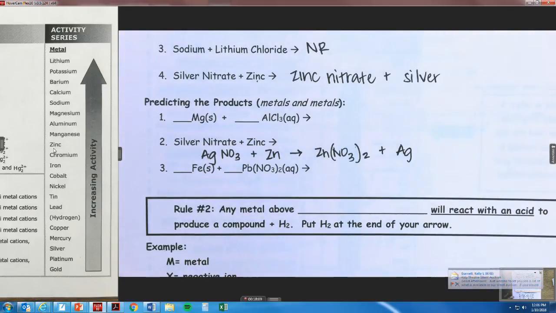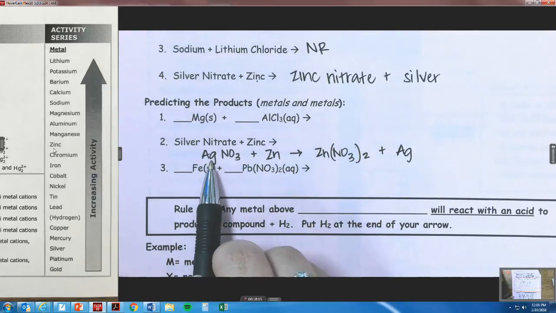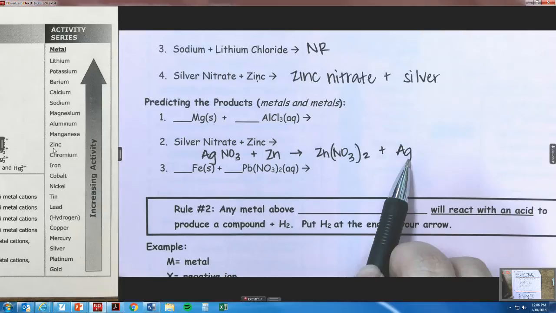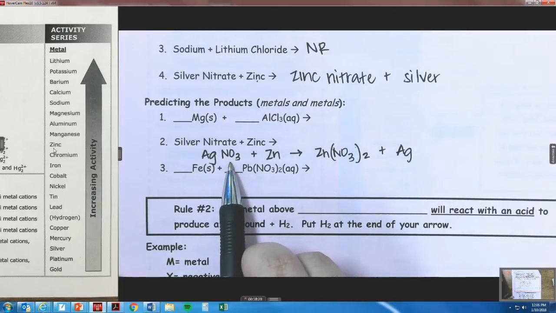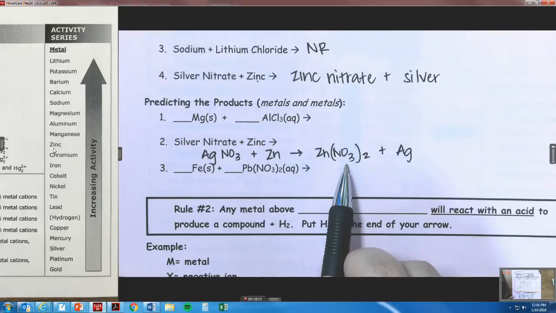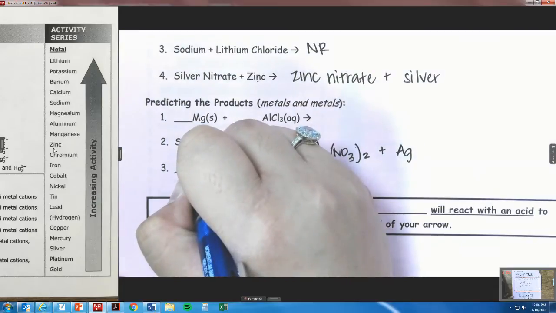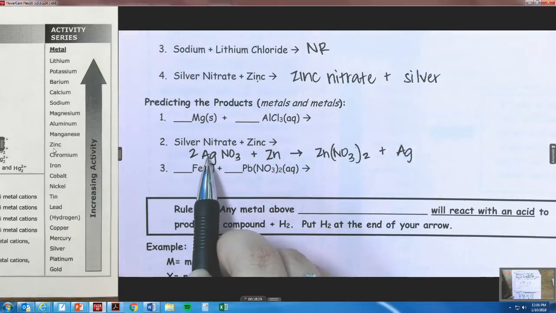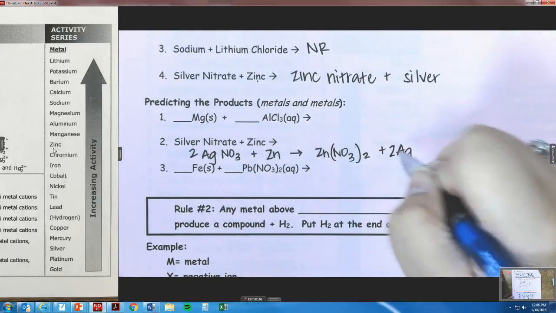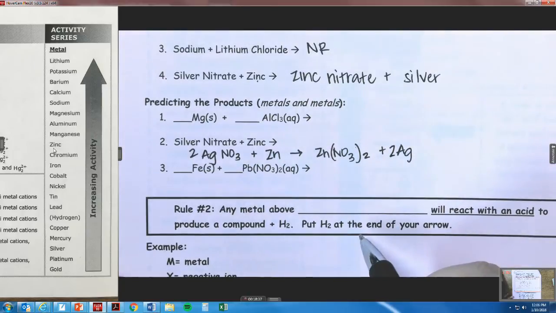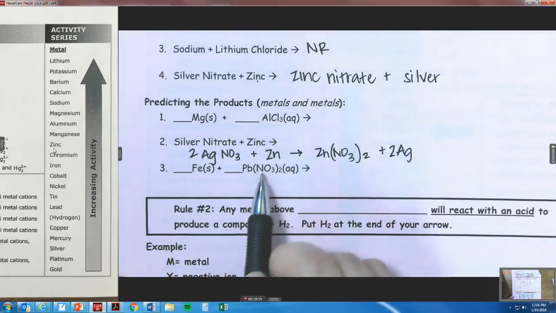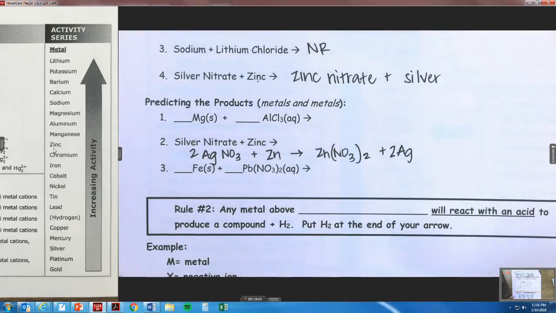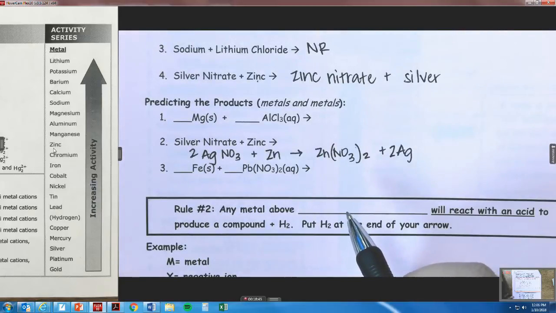But now we have to balance our equation. I have 1 silver here, 1 silver here. I have 1 nitrate here, but I have 2 nitrates here. So I'm going to make that become a 2 coefficient. But because I put that 2 there, it changes the amount of silver I have on my product side. I'm going to put a 2 there too. Okay, and then lastly we have zinc. So zinc, we have 1 and 1. Our equation is now balanced.